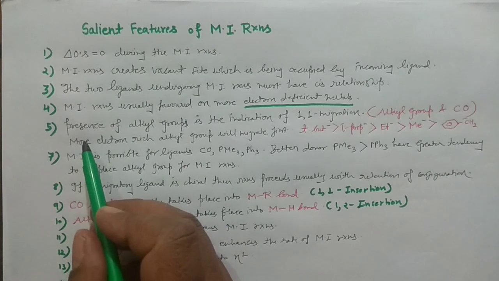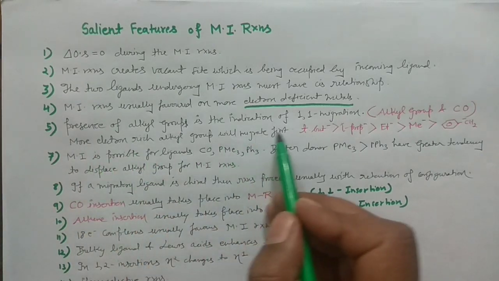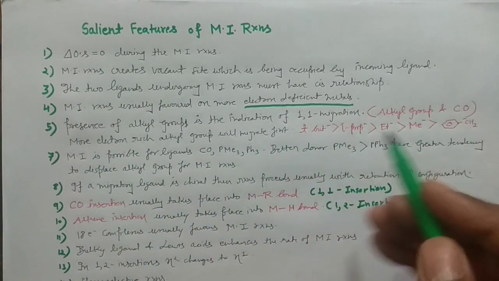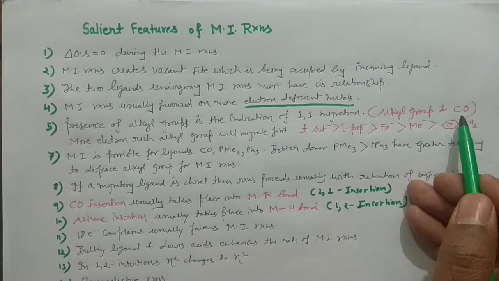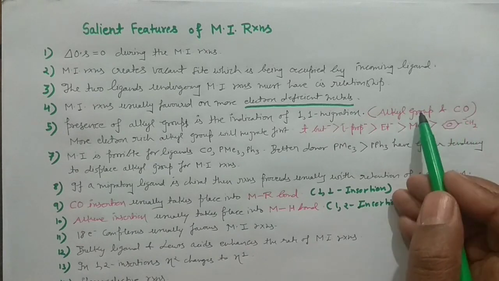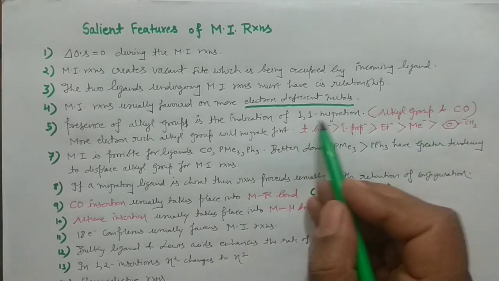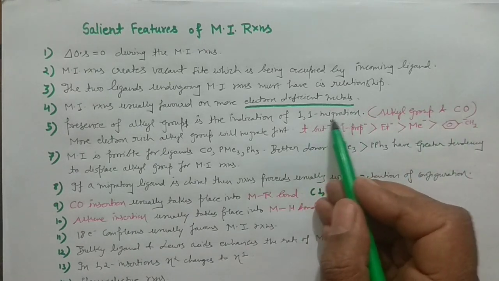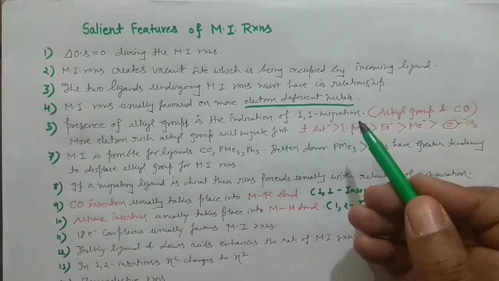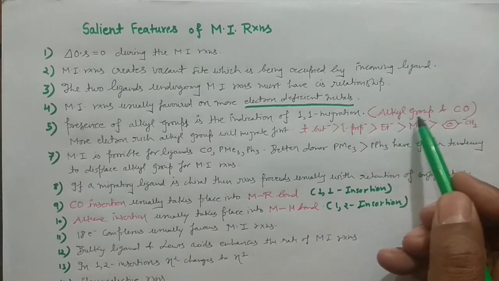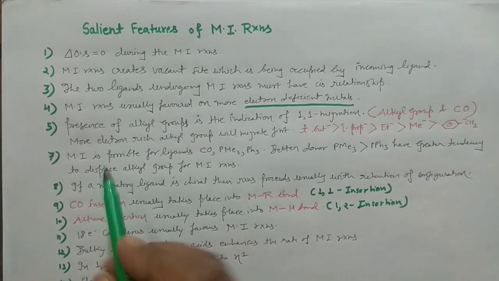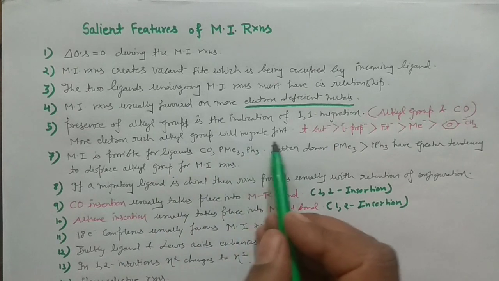Then point number 5: the presence of an alkyl group is the indication of a 1,1 migration. I have already told you, whenever you find an alkyl group along with a carbonyl group, or any other unsaturated group, there is always a chance of a 1,1 migration reaction. And these 1,1 migration reactions are very common in the metal alkyl bond. Then, the more electron rich alkyl group will migrate first.